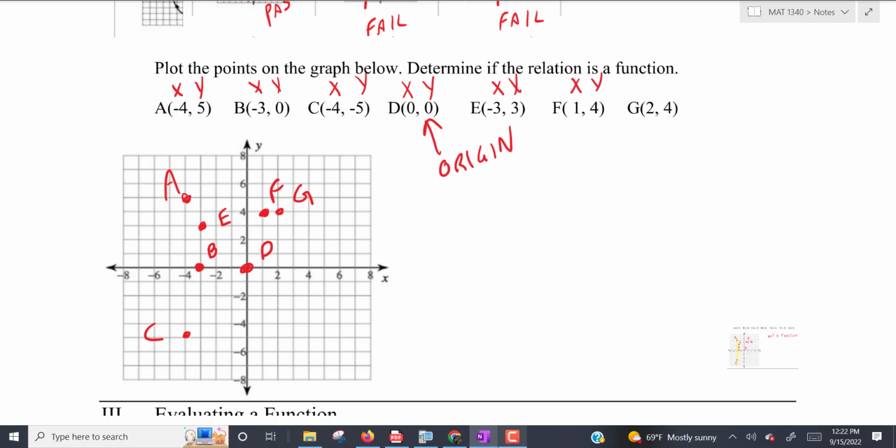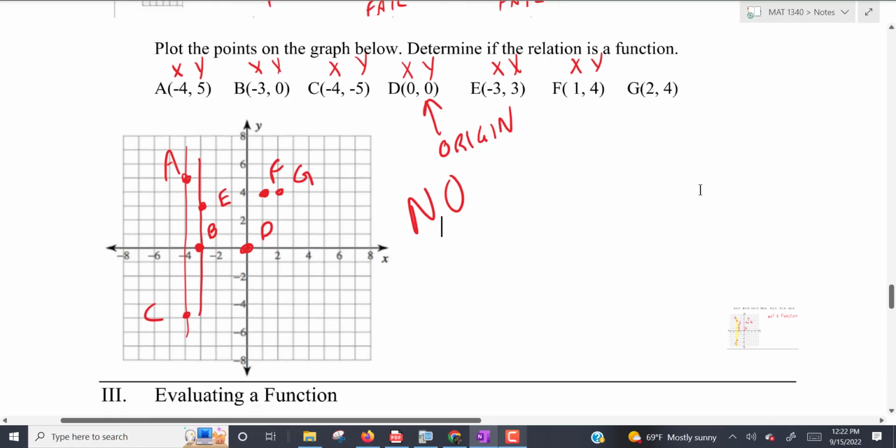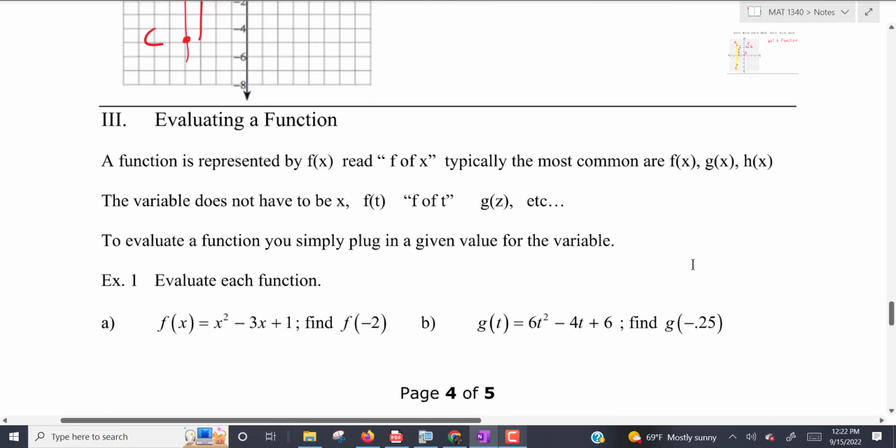All right, well, is this a function? What did you come up with? No, because there's a vertical line right there that goes through 2 points. Here's another one that goes through 2 points, so that's a no. Okay, all right. I just wanted to throw out the plotting points to make sure that you got a little quick review on that. Okay, the next thing we're going to do is evaluating a function.